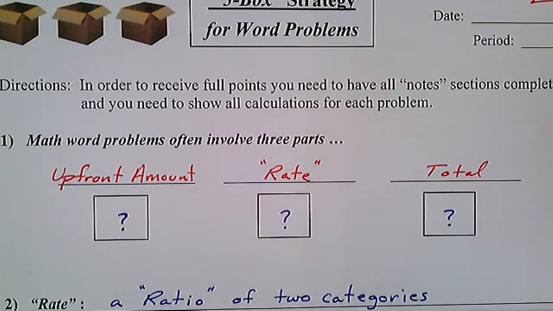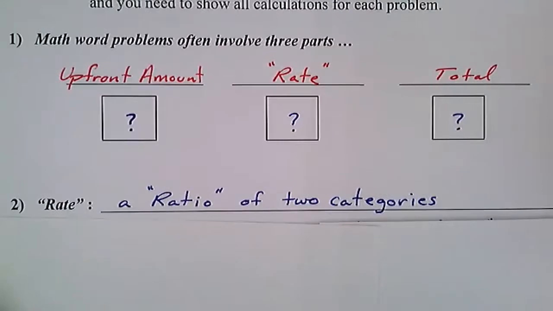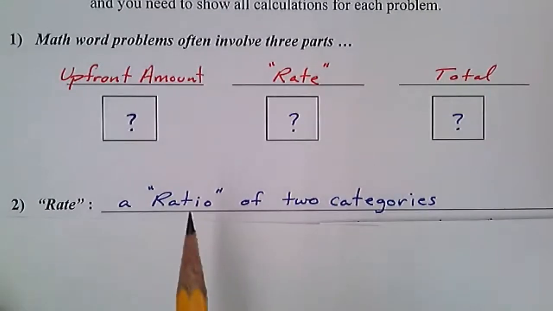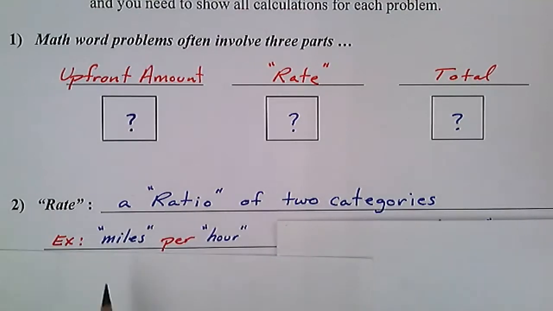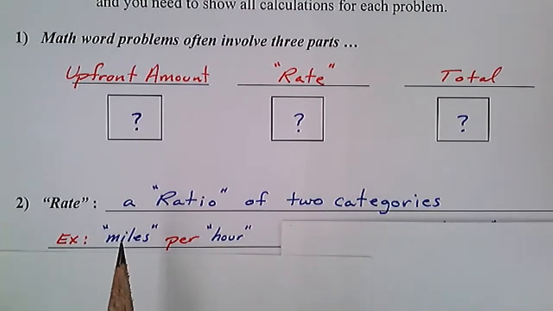A rate is really a ratio of two categories. So we're comparing two categories. Let me give you a couple examples here. For example, miles per hour. We're comparing miles to hours, right? Miles per hour is how we measure how fast we go in a car. If we're talking baseball, a pitcher might throw 95 miles per hour. So we're comparing distance to time. It's a ratio of two categories.